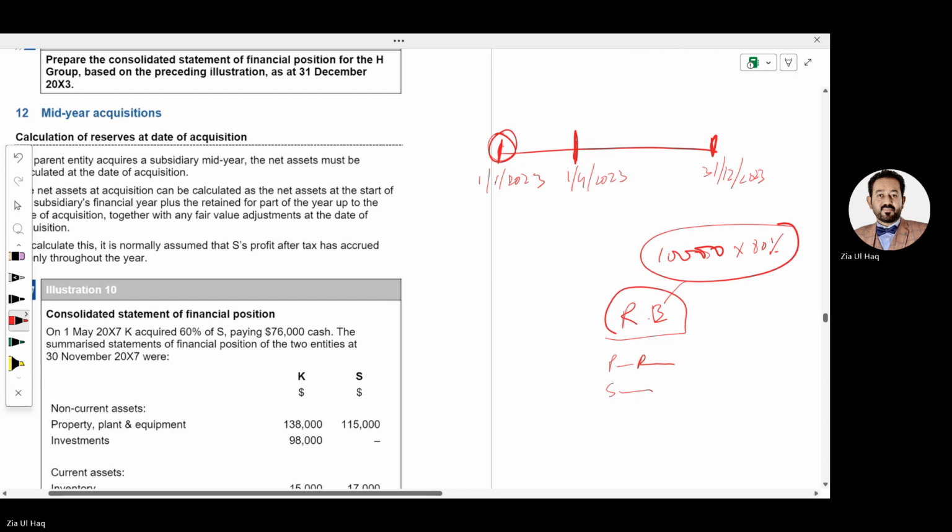Then we will not include the complete 8,000 profit. We will charge only for the part of acquisition because this profit was before acquisition. We can consolidate from this date till this date, mean from 1st April onward. If we calculate there are 9 months, this means we need to multiply by 9 by 12, and by multiplying 9 by 12, suppose it comes 7,200. So we will calculate here 7,200 rather than complete 8,000.